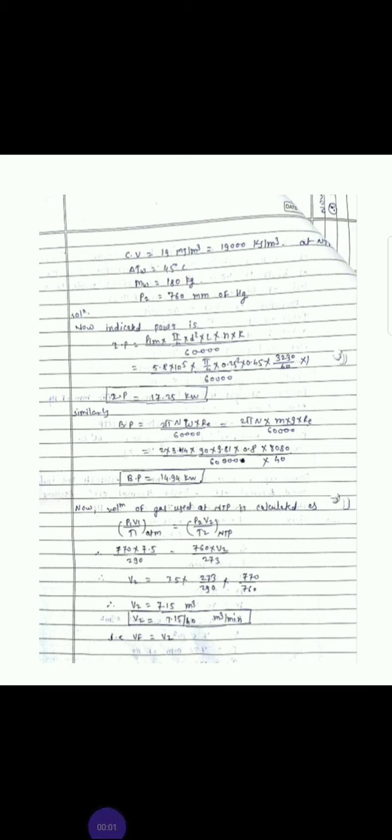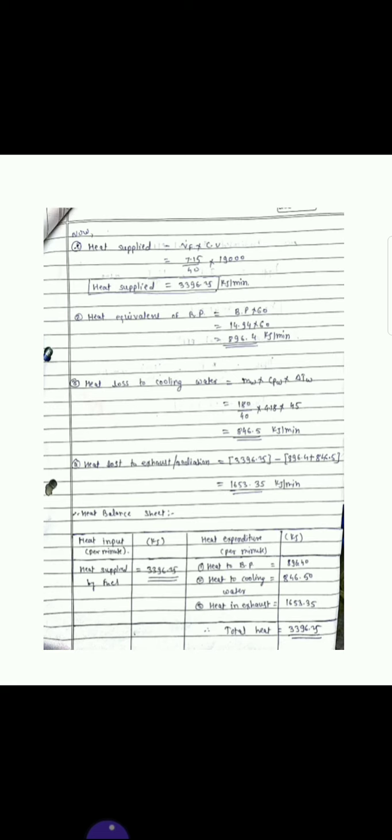Now we have the value of volume of gas used at NTP condition. Now we have to use this value for finding out the heat supplied, or the amount of heat released inside the engine. So we have to use the formula: heat supplied is equal to V dot F into CV. If M dot F was given, we would use that, but here V dot F is what we have found out, so V dot F into CV. By using this calculation we will get the heat supplied equal to 3396.25 kilojoule per minute. So this is nothing but the heat released inside the engine.